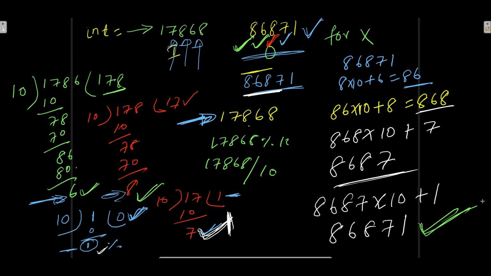What do you have to write in the code? To calculate the reverse number, you have to multiply by 10 and add the modulus. Your previous number should get multiplied by 10 and then you add the modulus. Previous number multiplied by 10 and add the modulus. That is nothing but a reverse.